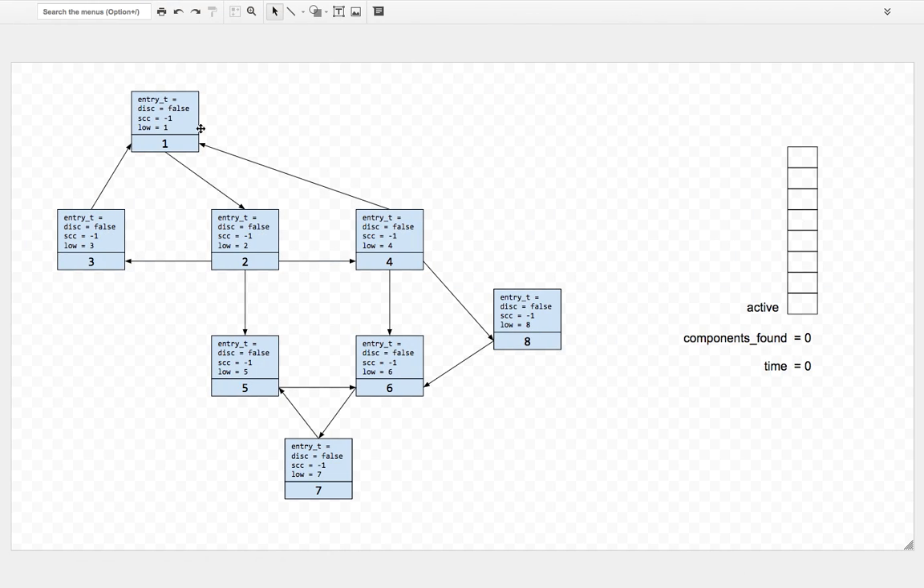All right, so in the depth first search, we increment the time by 1. And the entry time for this vertex is now 1, and this vertex has been discovered. Set it to true.